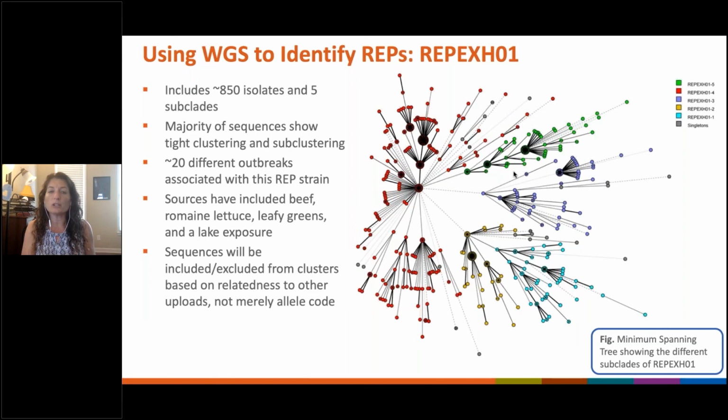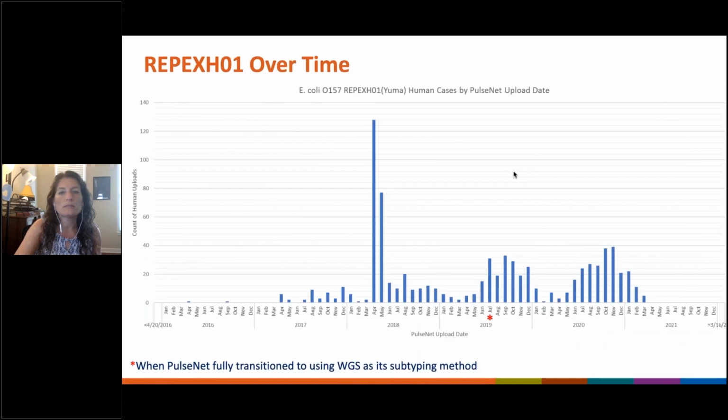And sequences will be included or excluded from these clusters based on relatedness to other uploads, but not just the allele code. And this is just a graph over time showing this particular rep strain. And as you can see, the largest number we had was during that 2018 Yuma romaine lettuce outbreak. I did want to note that we didn't fully move over to WGS as our subtyping method until July of 2019. So any past numbers like 2016 look very scant. It's just because we didn't have the data.